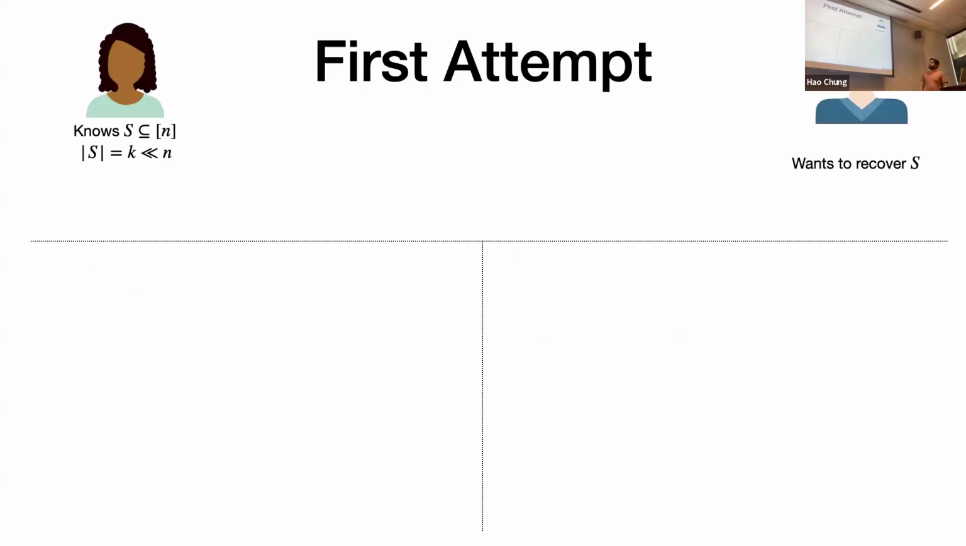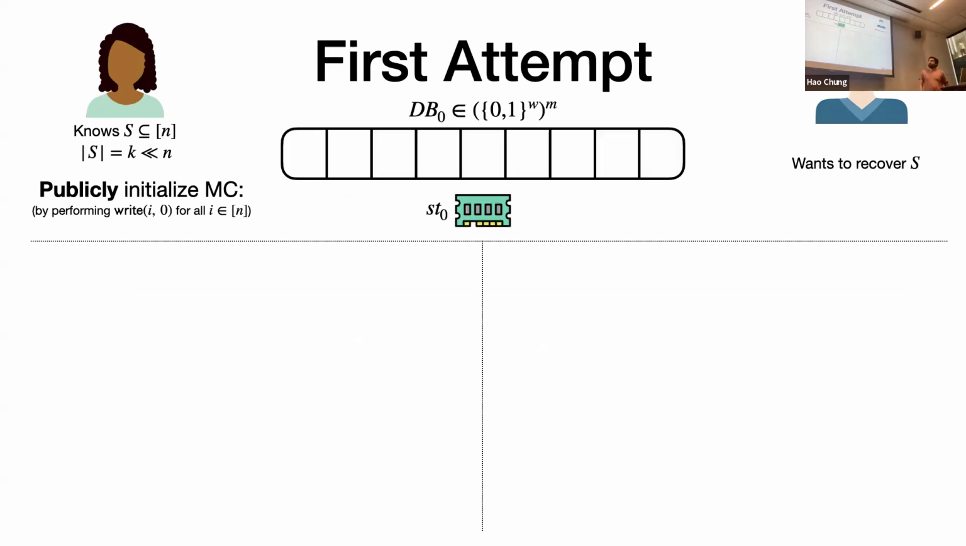Good, so here's a first attempt. We have Alice on the left, we have Bob on the right. Alice is going to publicly initialize some memory checker, and as a result is going to get some initial database DB0 and some public state ST0. Think of this as shared randomness between Alice and Bob. There is no dependence on the set S at the moment.